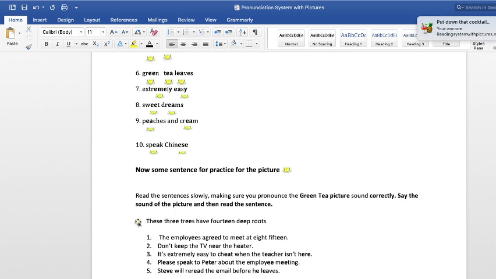I'm going to read this one, putting in practice the steps of the system. First, step number one, you need to produce or pronounce the sound of the picture. Green T-E. These three trees have 14 deep roots. Again, green T-E. These three trees have 14 deep roots. I'm going to leave these five sentences for you to read. So please make sure that you practice as I have shown you in this sentence, and do the same with the rest.